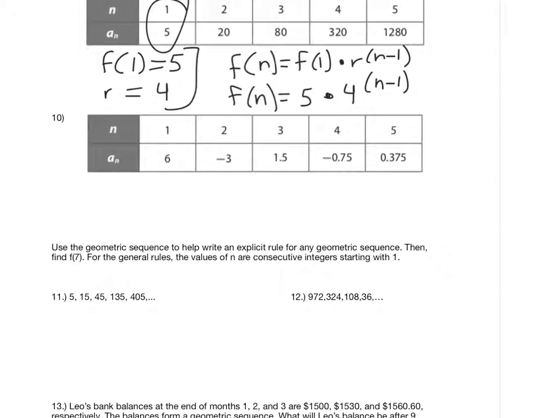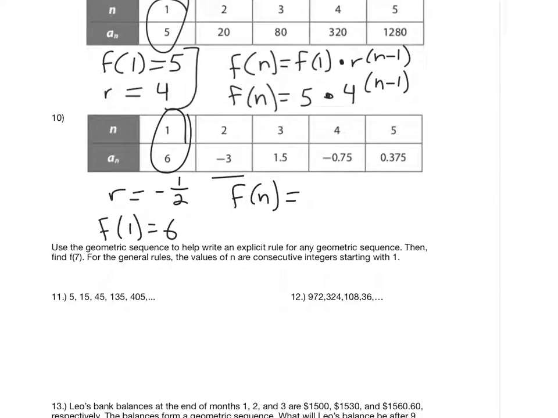Same with number 10. I'm sorry, not number 6, number 10. So if we look at number 10 and we take negative 3 and divide it by 6, we'd figure out our common ratio, which would be negative 1/2, or negative 0.5. All right, our first term, f of 1, is going to be 6. So we just take that and plug it into the formula. That would be f of n equals f of 1, which is 6, times your common ratio, which is negative 1/2, raised to the n minus 1 power. And that's it.